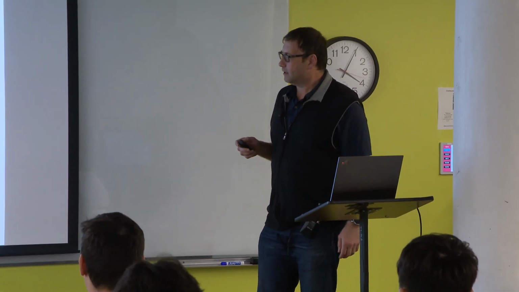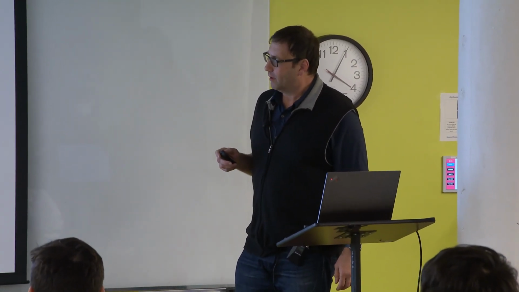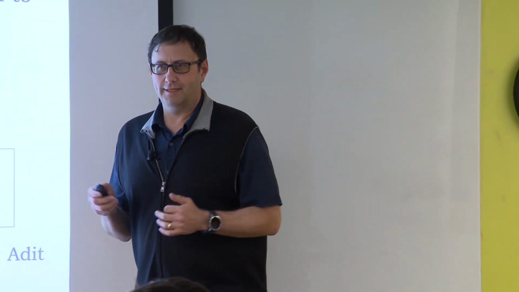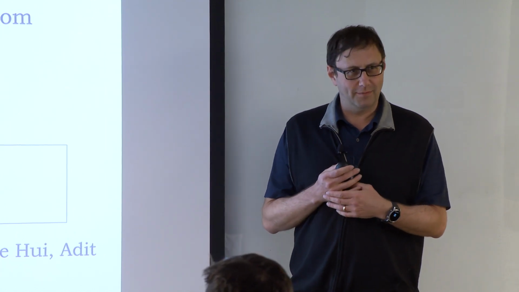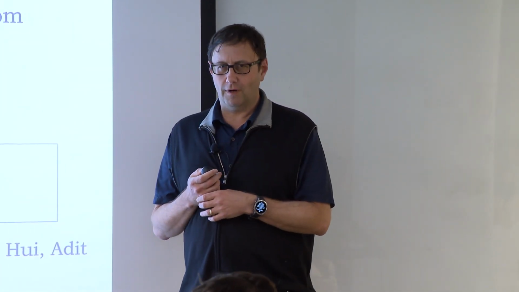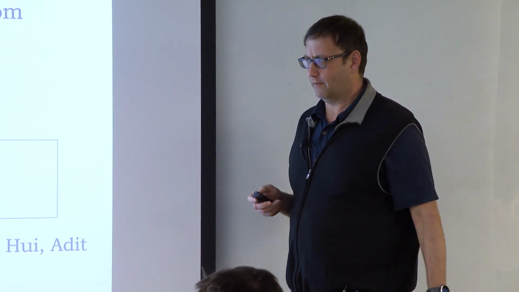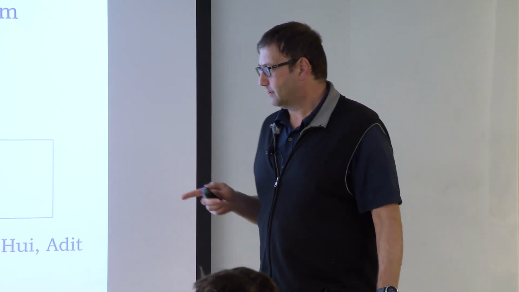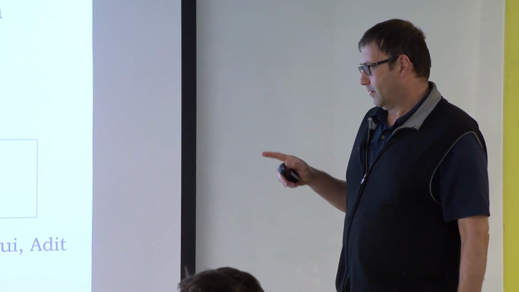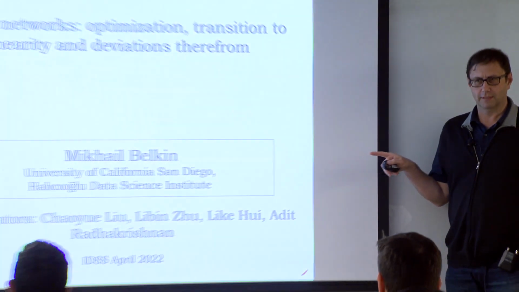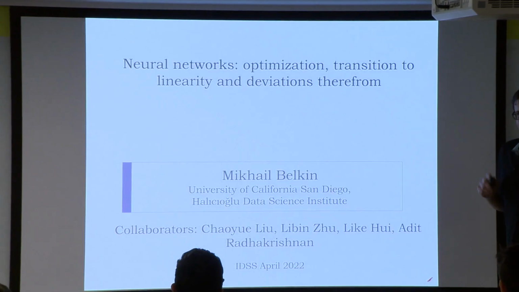So what I would like to talk about today is really a couple of things which relate to optimization, transition to linearity, and one very interesting deviation from linearity. Specifically for neural networks, but the optimization framework is actually more general for over-parameterized systems. Almost all of this work is joint with my students Xiaowei Liu and Li Binzhu, and parts of it are with Li Kehui and Ajit Radhakrishnan, who is here.